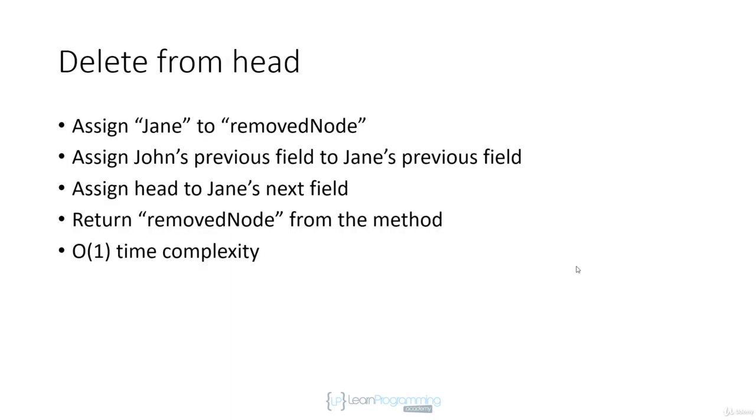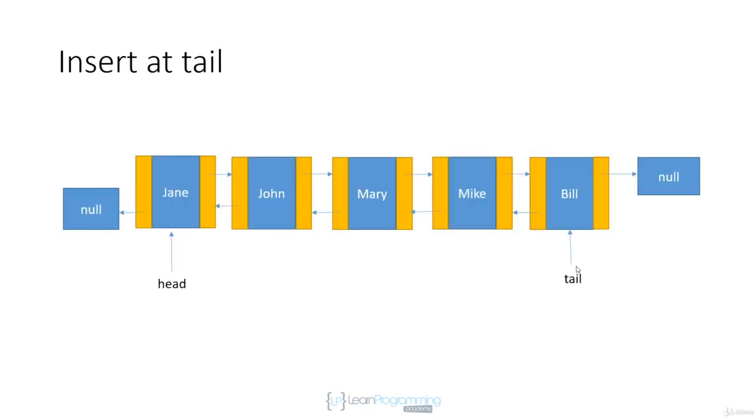So let's say we want to delete from the head of the list. So we want to delete Jane. Well, let's look first at what we'd have to do. We're going to assign Jane to a remove node, and then we want to assign John's previous field to whatever Jane's previous field is pointing at, because we're removing her. So we want to take that reference and go here, and then we just need to move the head reference to John, and that effectively removes Jane from the list.